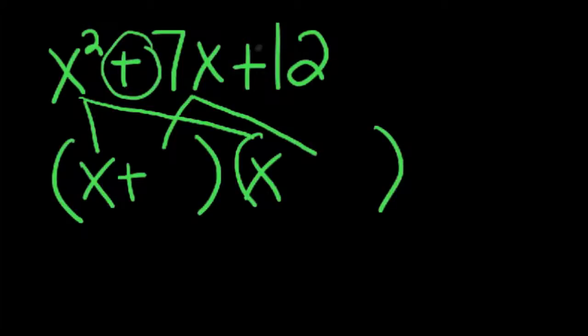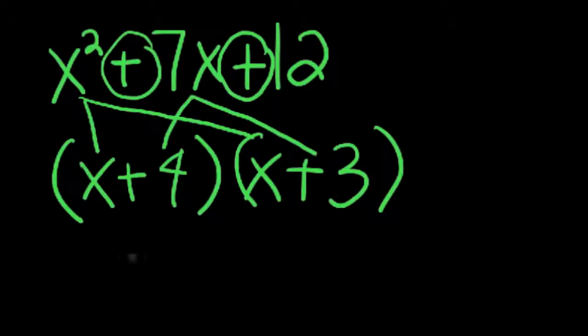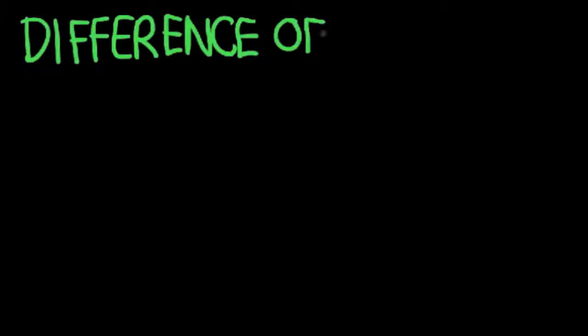The next thing you want to do is these two numbers that you're going to put into this equation, they have to be added to equal 7x. And then they have to be multiplied to equal 12. So 4 plus 3 equals 7, and 4 times 3 equals 12. That's how you know what numbers to choose. That's factoring.